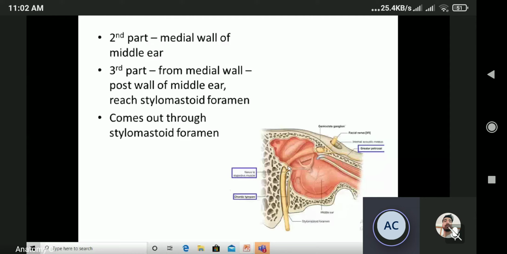Now from the medial wall, it runs along the posterior wall. Now, this is the posterior wall of the middle ear cavity. So this vertical part is known as the third part of the facial nerve. Okay, so this is the facial canal.